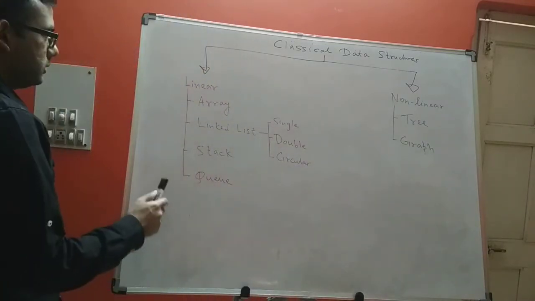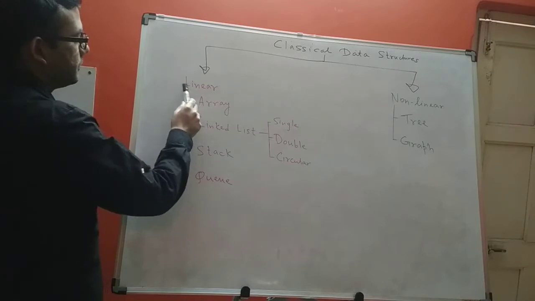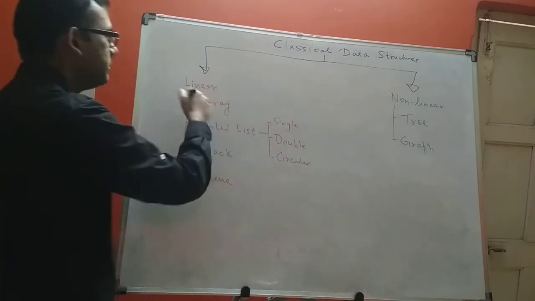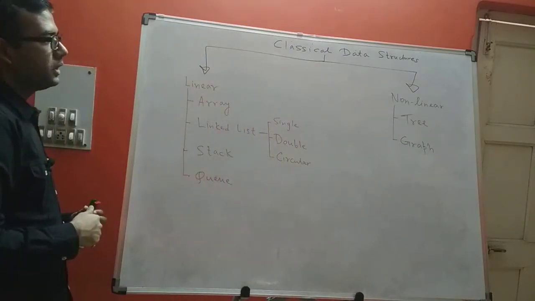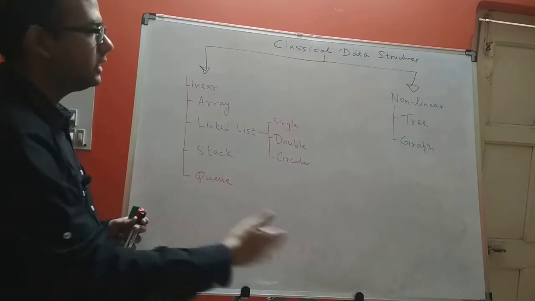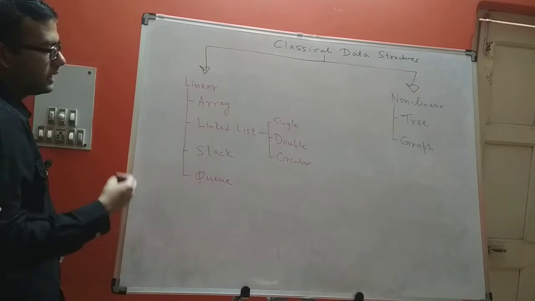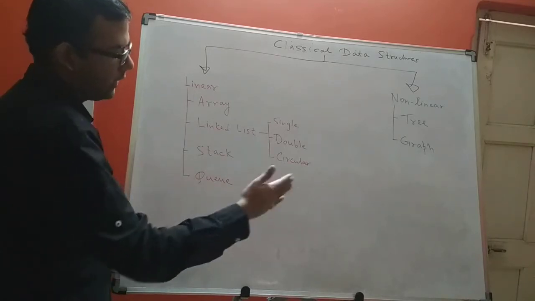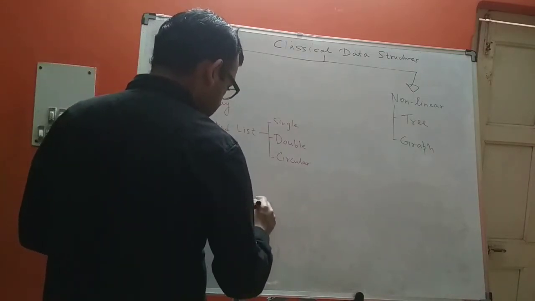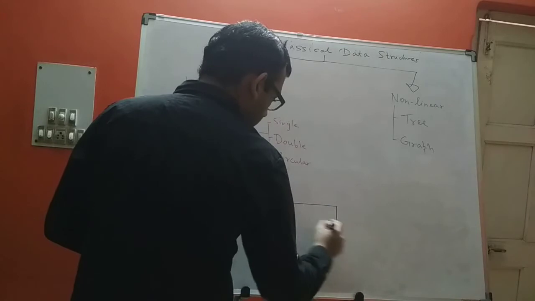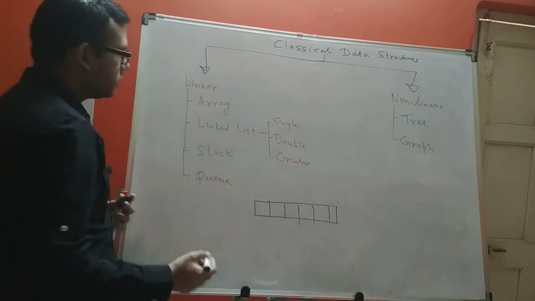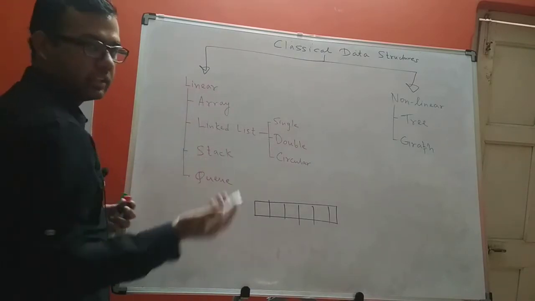Okay, now let's try to understand the names. So we have linear data structures and non-linear data structures. Why the name linear? The name is linear because you will be storing data in a straight line fashion, in a linear fashion. So whenever an application requires data to be stored in a straight line fashion, in a linear fashion, then you would go for a linear data structure, any of these linear data structures.